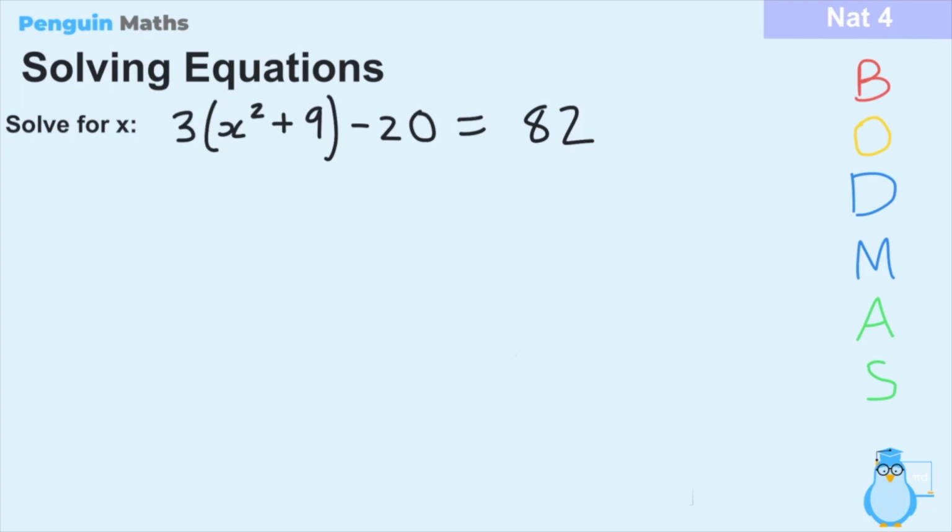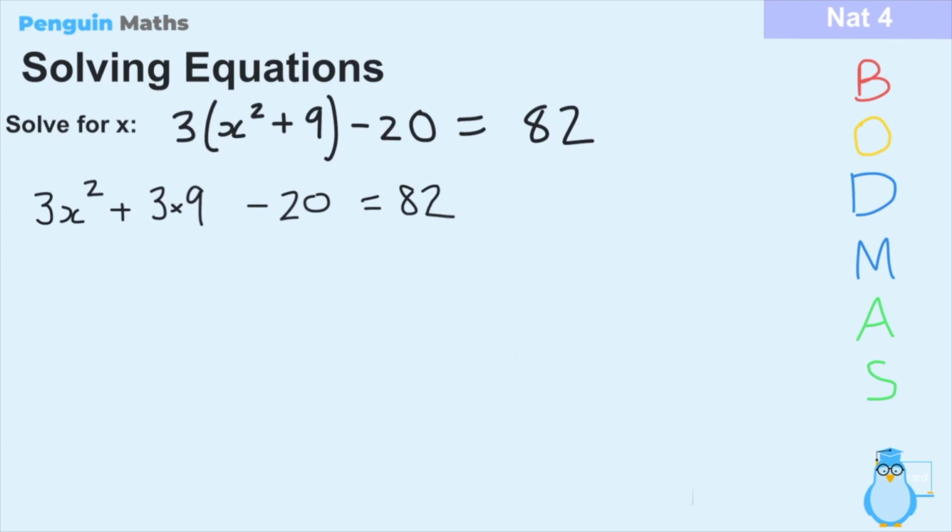So if we remember BODMAS, the first thing that we have to consider is brackets, and we can see here we have this set of brackets, so the first thing we want to do is get rid of them. And how do we do that? We multiply each thing in the bracket by the number that's directly outside it, which in this case is 3, because it's 3 multiplied by the whole bracket. That would be 3 multiplied by x squared, which is just 3x squared, and then we have 3 multiplied by the 9 that's inside the bracket, and then we have the minus 20.